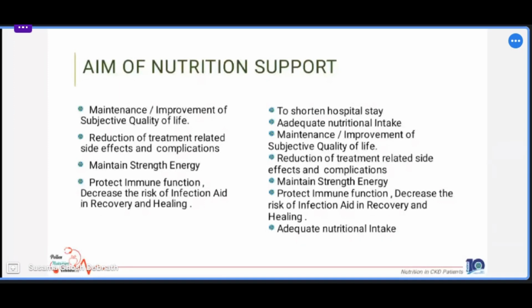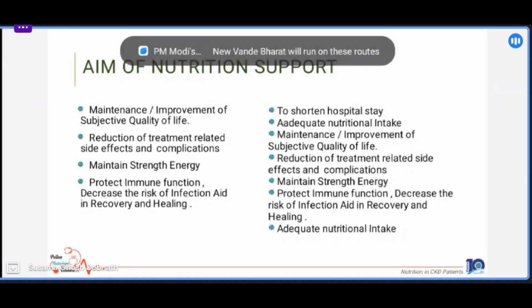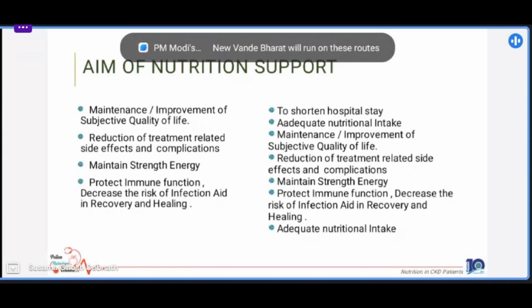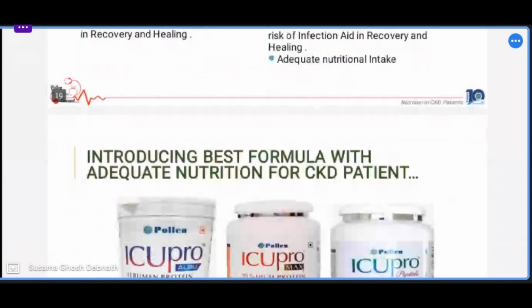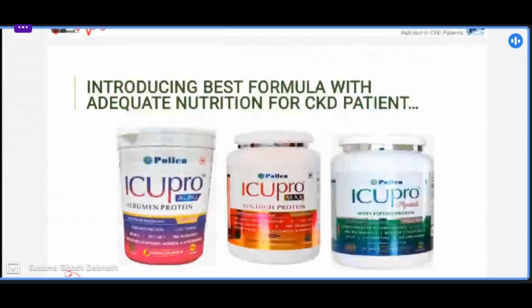Adequate nutrition intake will maintain or improve subjective quality of life, reduce treatment-related side effects and complications, maintain strength, energy, protect immune function, decrease the risk of infection, and aid recovery and healing. Of course, adequate nutrition intake, we will encourage the patient. So IsoPro, Albu, IsoPro Max, IsoPro Peptide, all these products are available in your hospitals and clinics to treat the patients.